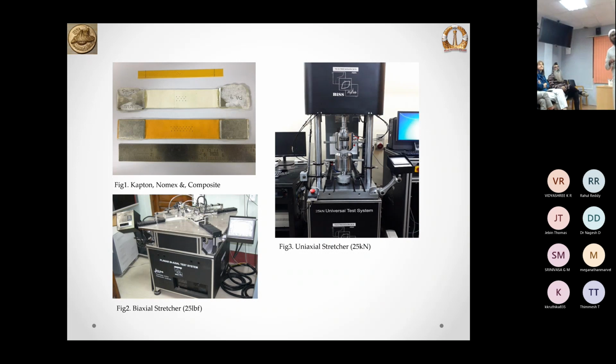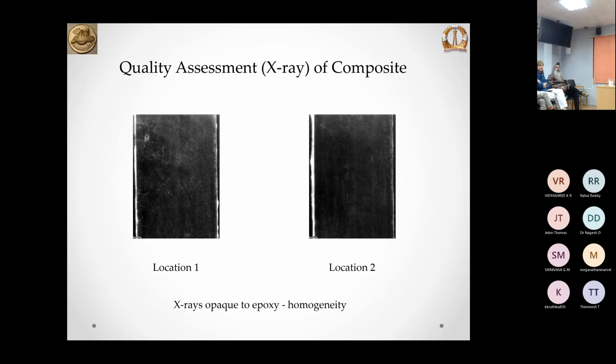For two of them I used a 25 kilonewton UTM machine, and Kapton is used in a biaxial setup, but I have used only two because its stiffness is quite low, so a 25-pound load cell was sufficient for this. And here it was 25 kilonewton, because these two materials were quite stiff.